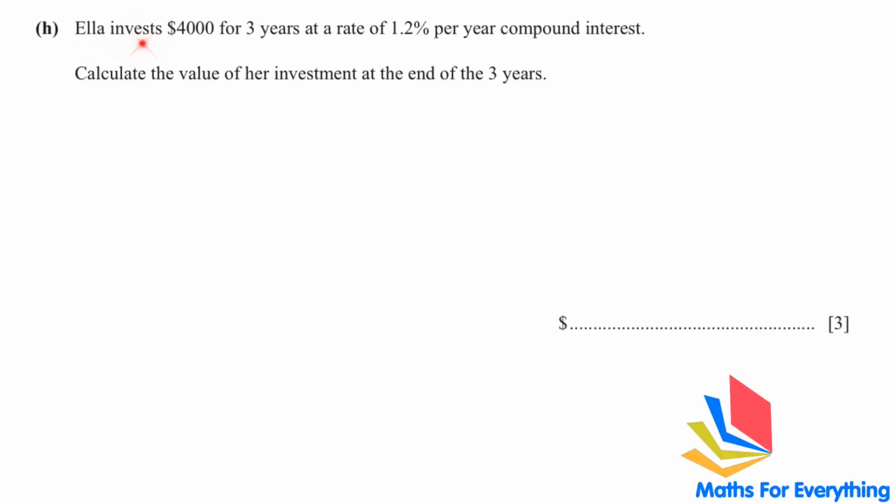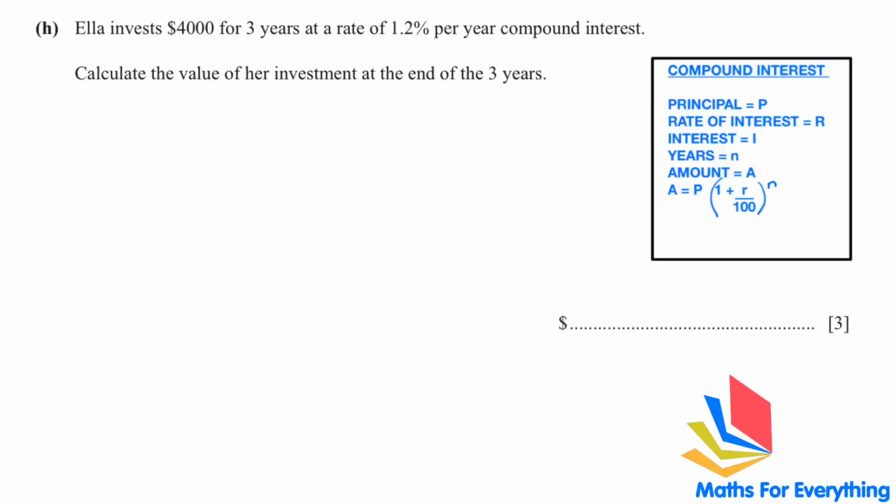In the next part of the question, Ella invests $4,000 for 3 years at a rate of 1.2% per year compound interest. Calculate the value of her investment at the end of the 3 years. For this, we need to know the compound interest formula, which is A is equal to P bracket 1 plus R over 100 to the power of N. P is the principal. In this question, our principal is 4,000. And then R is the rate of interest, which is 1.2. So R is equal to 1.2, and we have N. N is equal to the number of years. Our number of years is 3.